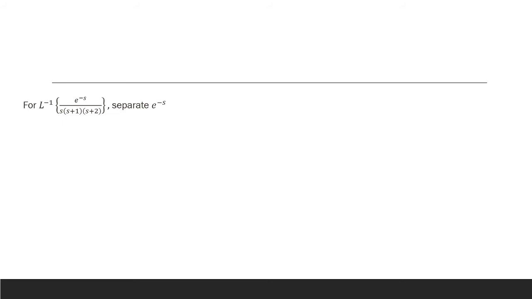So, to do that, we have the inverse Laplace of e raised to negative s over s times s plus 1 times s plus 2. Alisin muna natin si e of negative s. So, ilabas natin siya para ang kukuha na natin ng Laplace is Laplace of 1 over s times s plus 1 times s plus 2 times e raised to negative s.